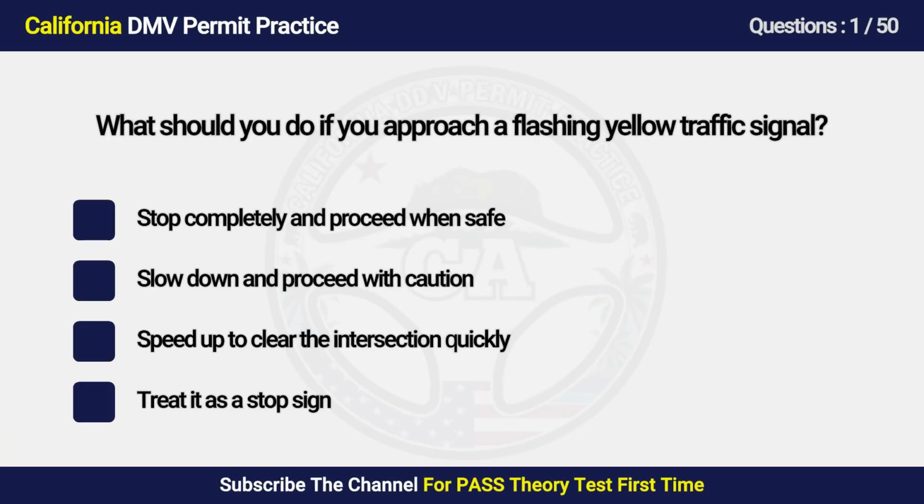Question 1. What should you do if you approach a flashing yellow traffic signal? A. Stop completely and proceed when safe. B. Slow down and proceed with caution. C. Speed up to clear the intersection quickly. D. Treat it as a stop sign.